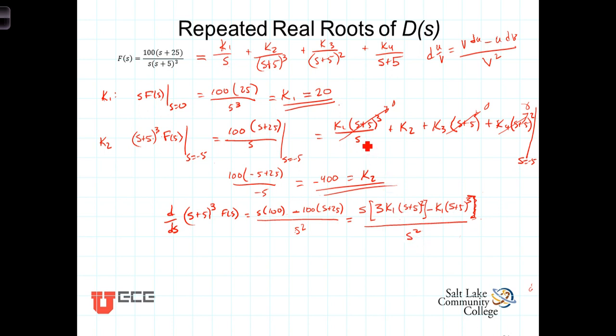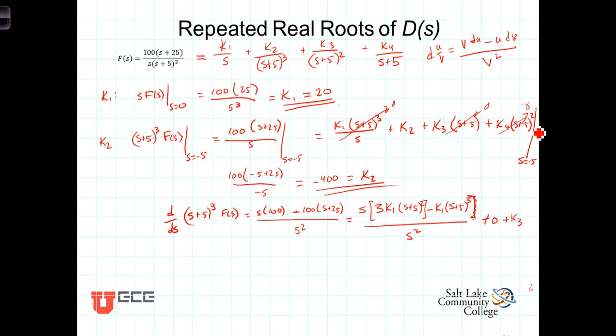We have then plus the derivative of k2, which is 0. Now, the derivative of this term right here, k3 times (s plus 5) to the first power, is just going to be plus k3. And then finally, the derivative of this last term, we've got k4 times (s plus 5) quantity squared.